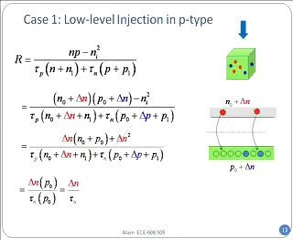For example, I can get rid of n naught from here, and delta n is small compared to p naught, right? And so I will get rid of that, the whole term, and the only thing that remains is p naught, because p naught is much larger than delta p because it's a low level injection. So I'll get rid of this. Now this step you'll have to follow step by step. When you go home, follow step by step.